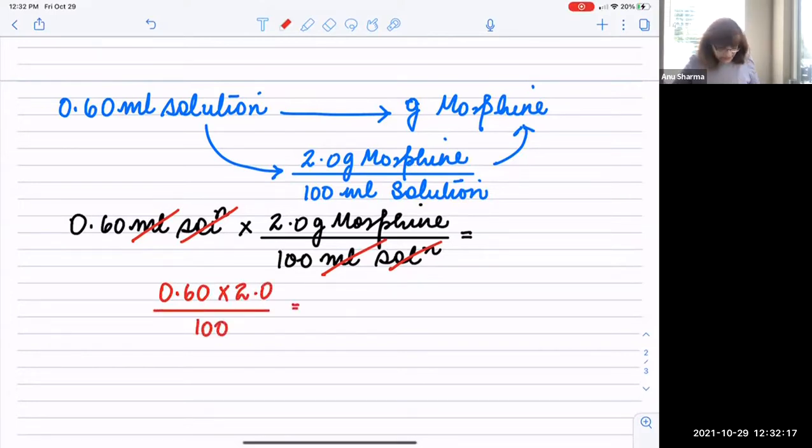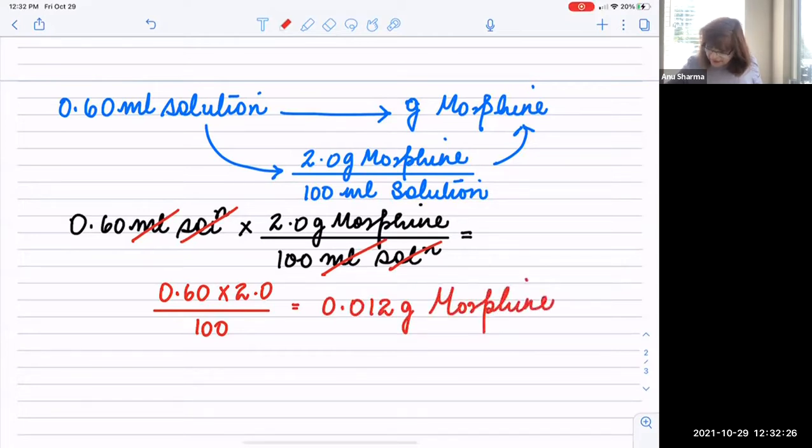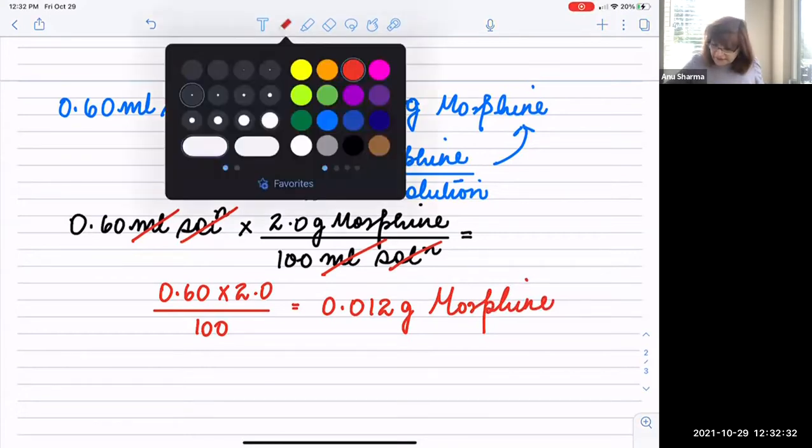So what do you get here? The answer is 0.012 grams of morphine. So it's always important to write the units, and it's always important to write in what context this is said.